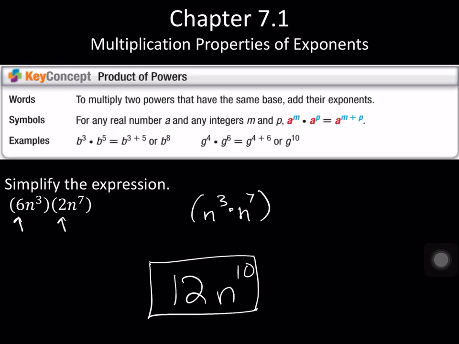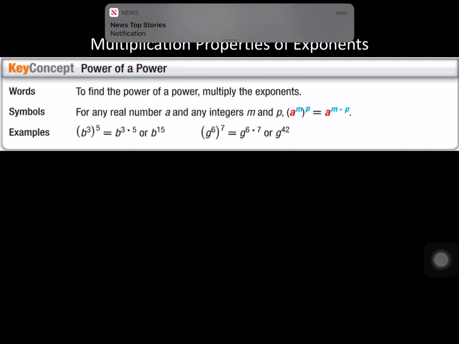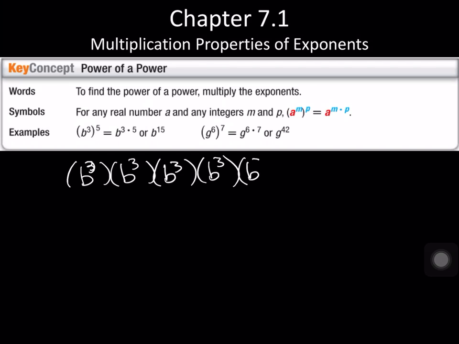The next rule, or property, that we'll look at is the power of a power rule. We have here in the parentheses b cubed, and that whole thing has been raised to the 5th power. So here's what's happening. We've got a b cubed times a b cubed, and we've got that 5 times. That's what that to the 5th power means.